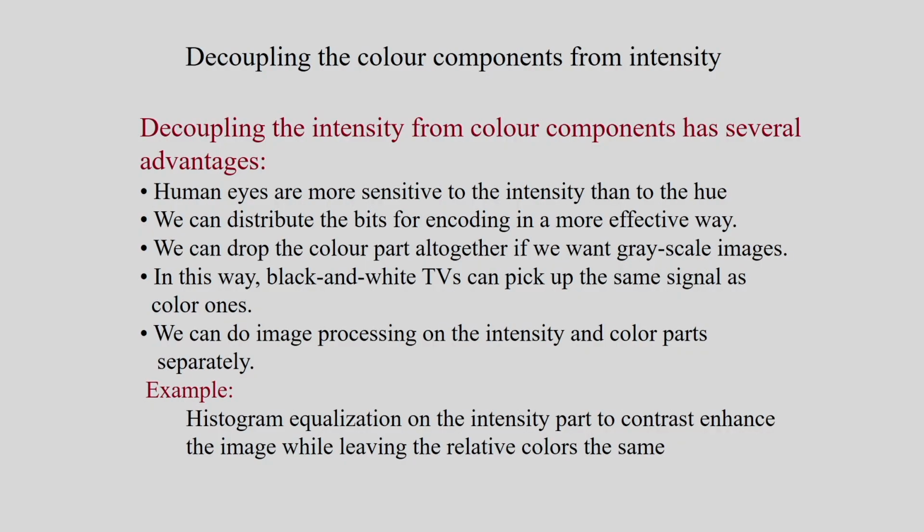The first topic is decoupling the color components from intensity. Already I have explained this concept. I can separate the intensity from the color components, and one important thing is that human eyes are more sensitive to intensity than to color. Color means hue. Based on this, one application is color image compression, where I can allocate more bits for the intensity component as compared to the hue component. The second example, already explained, is black and white TV, where I can consider only the intensity component without the color components. And for color image processing, what I can do?